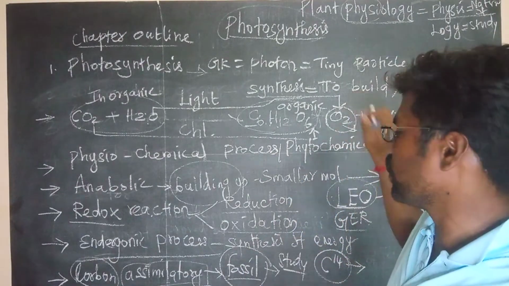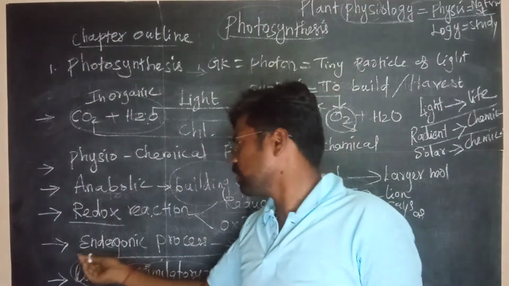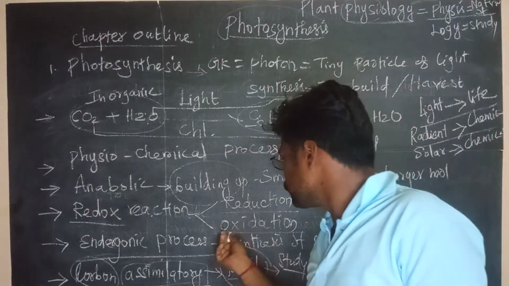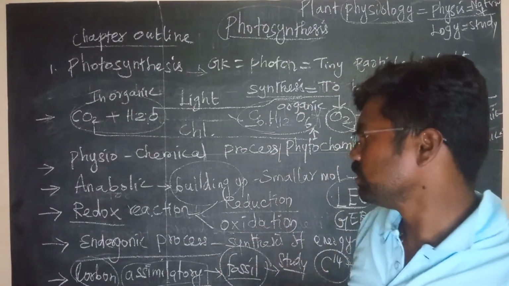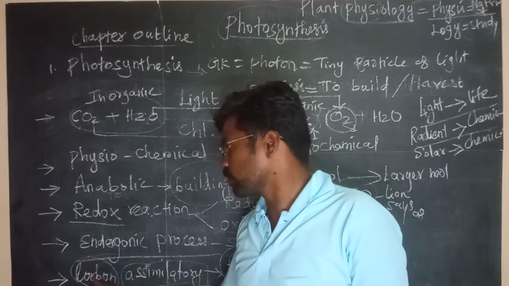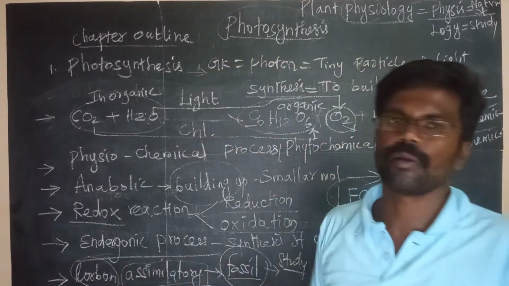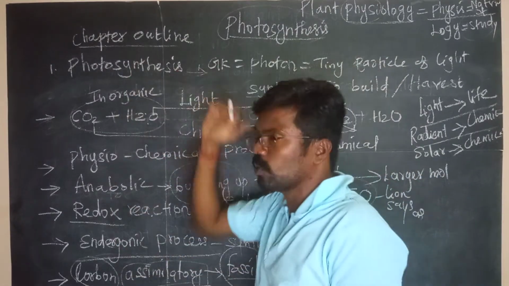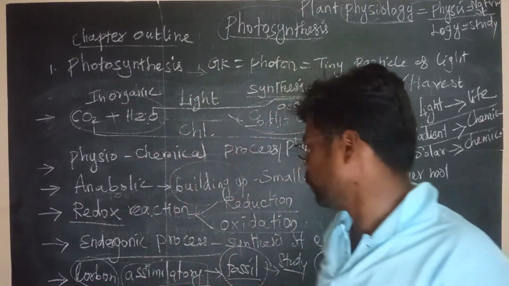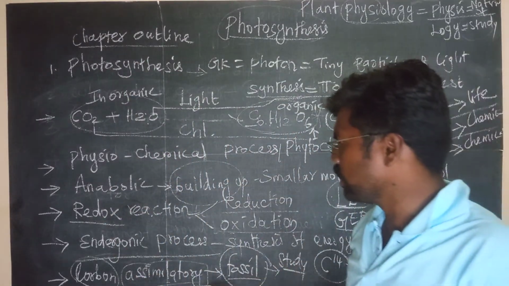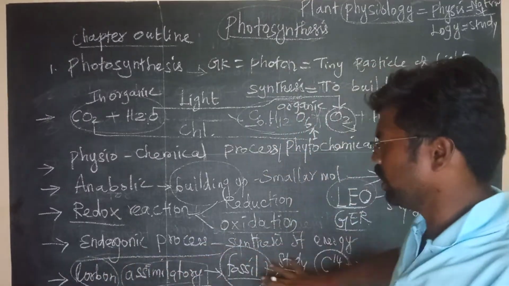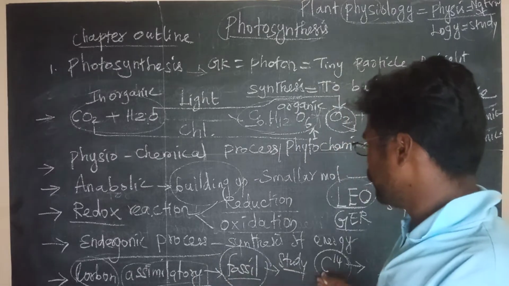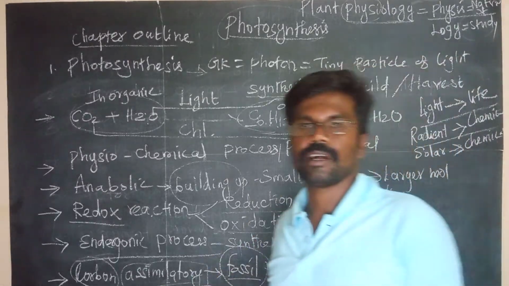Oxygen is essential for aerobic organisms. This is a synthesis of energy, the endergonic process. Now finally, this is a carbon assimilatory process. Why do we call it a carbon assimilatory process in photosynthesis? Because all the carbon is assimilated by the various parts of the plant. That's why we can calculate the age of the plant.